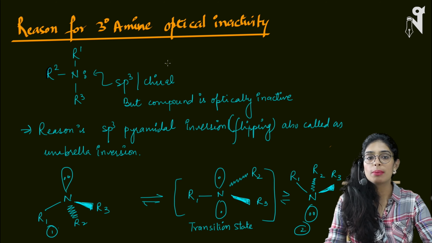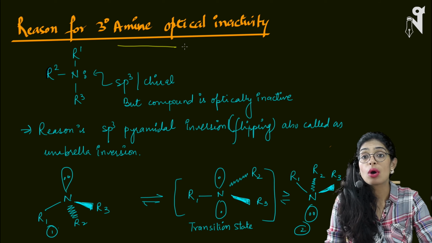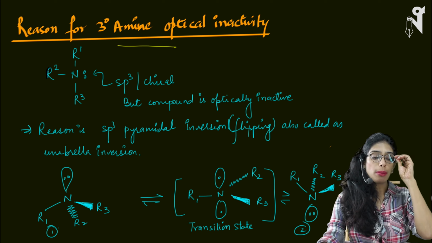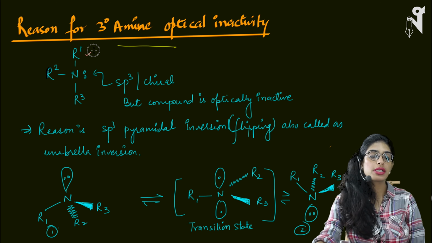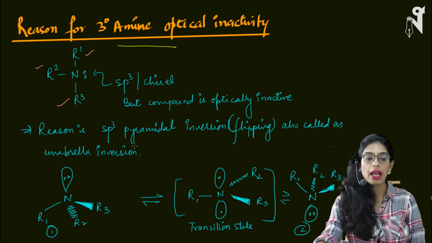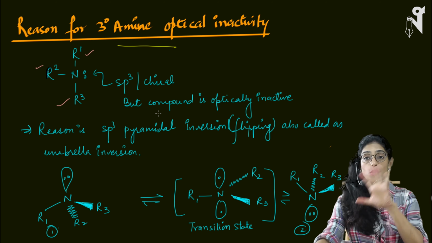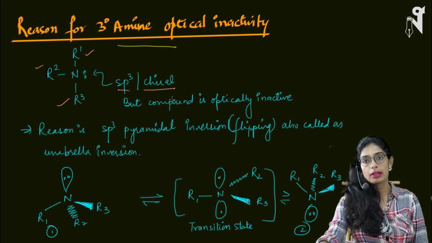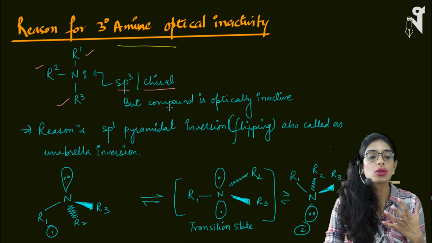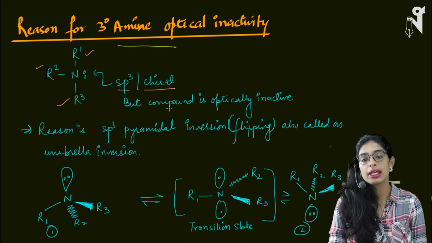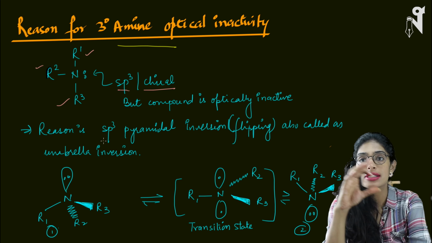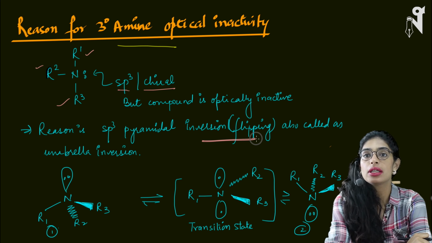Okay, so now let's quickly talk about the reason for tertiary amines' optical inactivity. When we talk about the tertiary amine, we have three different groups present here, R1, R2 and R3, and I have a lone pair over here, which makes this whole system sp3 and chiral. But still we say that this whole system is optically inactive. Why? Reason is there is a special type of flipping which happens in the amines.